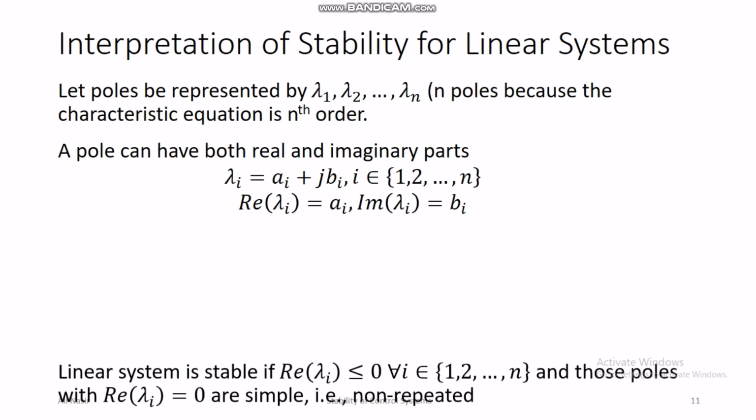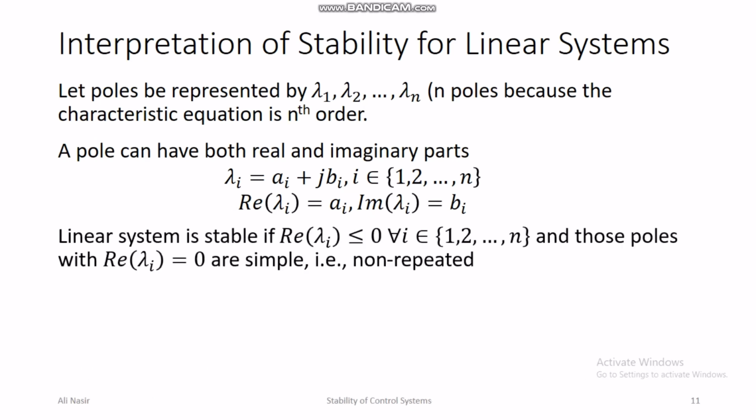If you look at normal stability, or just stability, a linear system is stable in the sense of Lyapunov if the real part is less than or equal to 0 for all the poles, and the poles with real part exactly equal to 0 are simple, like non-repeated. There should be no repeated poles with real part equal to 0.